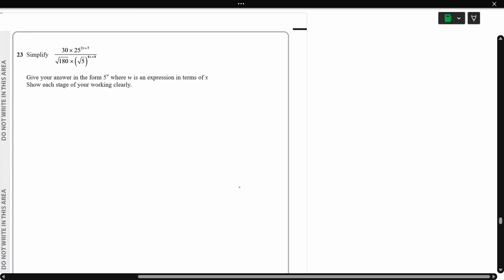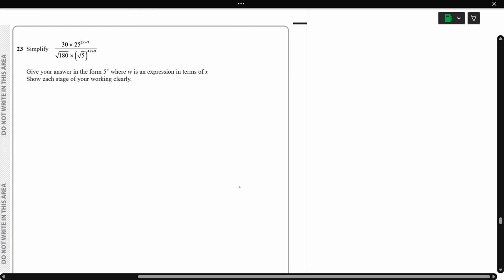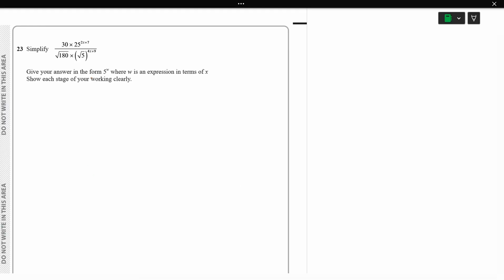Next, question 24. Simplify 30 times 25 to power 2x plus 7 over square root of 180 times square root of 5 power 4x plus 9. Finally, we have to give the answer as 5 power something. So we need to leave the answer like this. Okay, show all your workings. Here we'll change everything to prime factors.